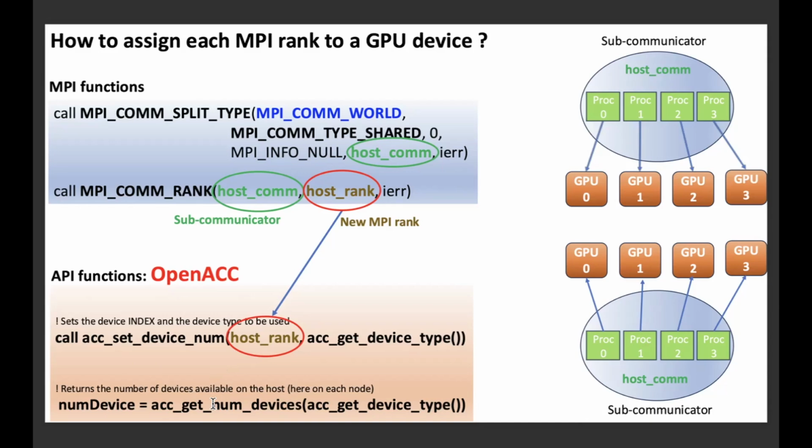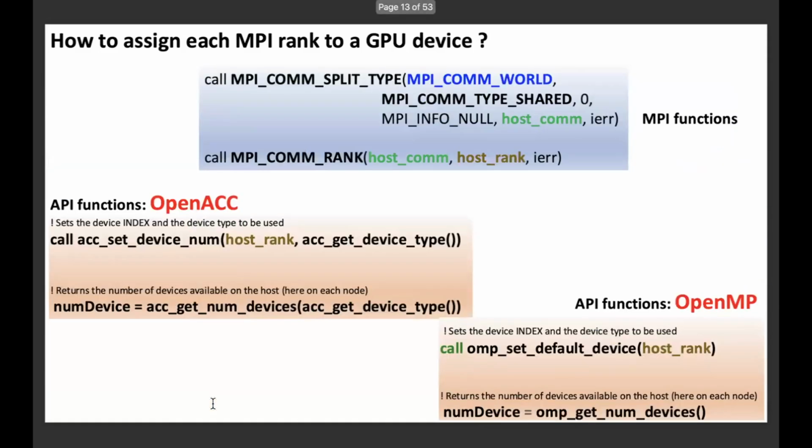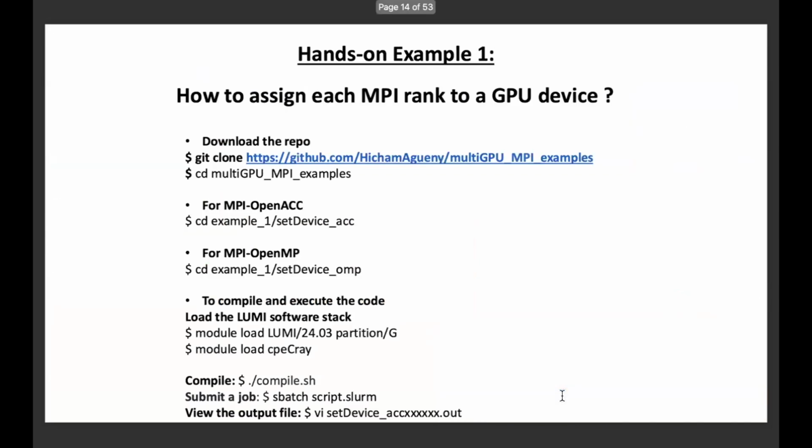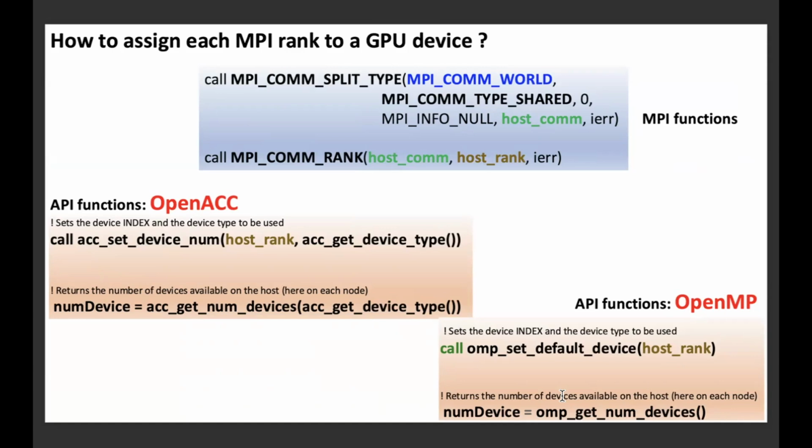This is the picture when you combine MPI with OpenACC, and this is a summary. With MPI and OpenMP, you can see it's the same structure, and the syntax is slightly different. Here you have acc_set_device_num, but here you have the default device. In the same way, with OpenMP you can also get the number of GPUs available on a compute node. So this is really the syntax for how to assign each MPI rank to a GPU device.